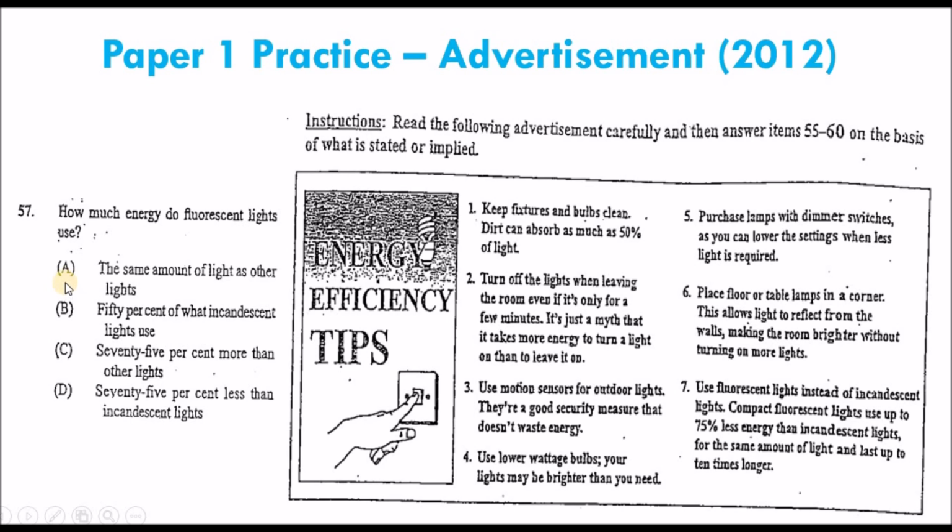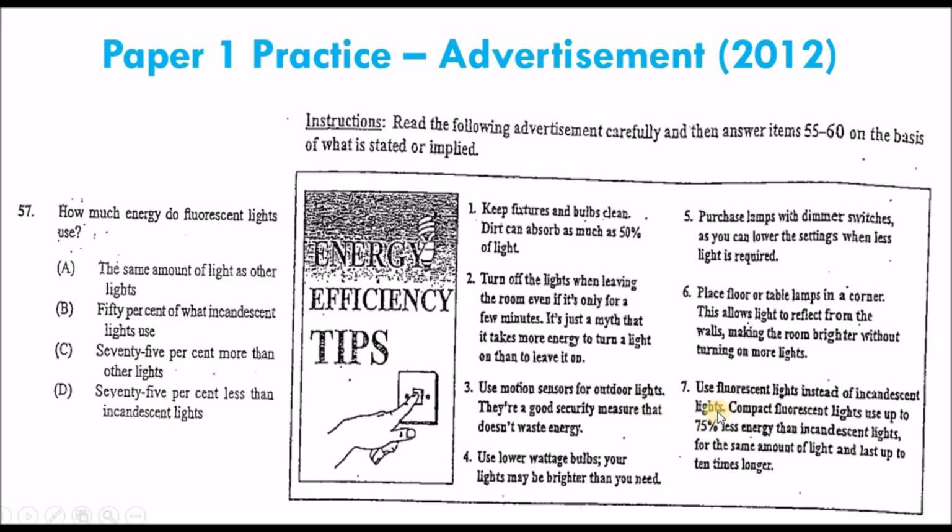So A, the same amount of light as lights. That does not make sense. B, 50% of what incandescent lights used. If you look at this, you notice that 50% is not quoted anywhere in tip 7. So we will eliminate A and B. C, 75% more than other lights. Or D, 75% less than incandescent light. So there's a distinction.